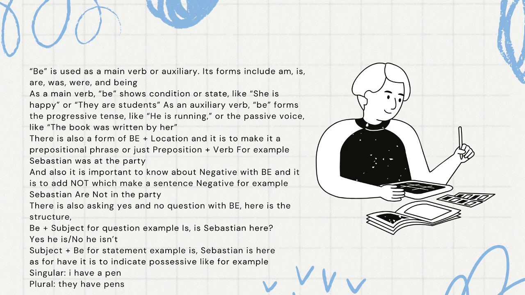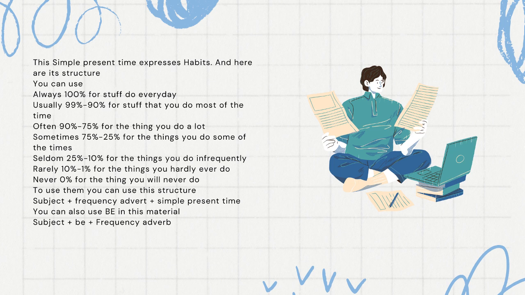Alright, I guess that is for Chapter 1. Let's move quickly to Chapter 2. Chapter 2, Expressing Present Time. In this book, this chapter mainly explains the present time to express habits.